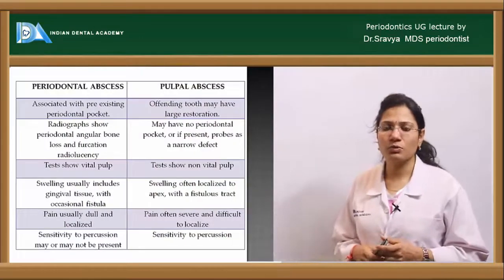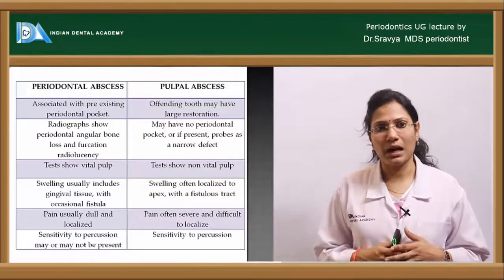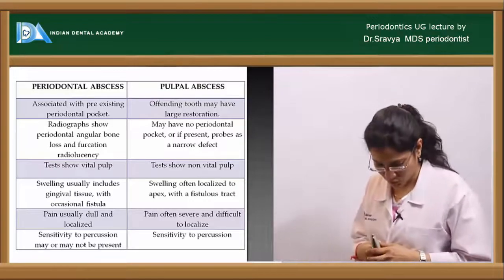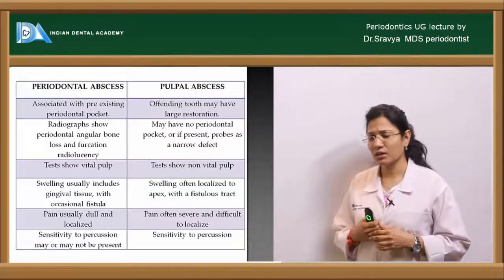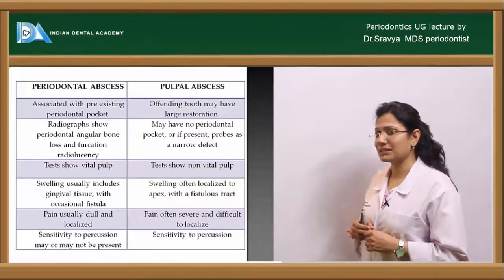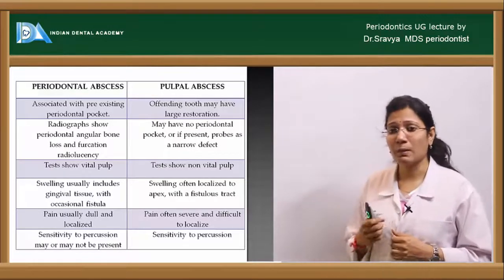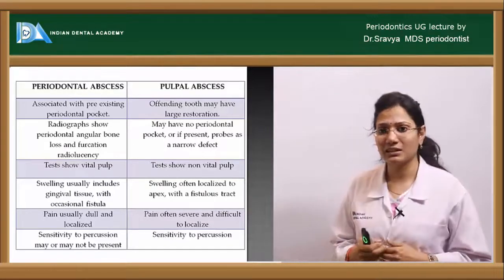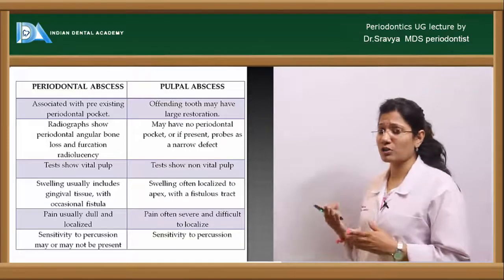What is the main difference between a periodontal abscess and a periapical abscess? How do you differentiate between a periodontal abscess and a periapical or pulpal abscess? First, a periodontal abscess is always associated with a pre-existing periodontal pocket, whereas a pulpal abscess is not. It's always associated with a pre-existing carious lesion or a large restoration.